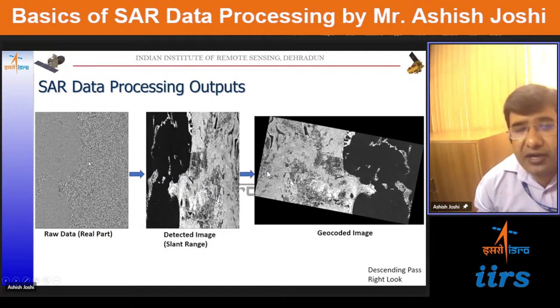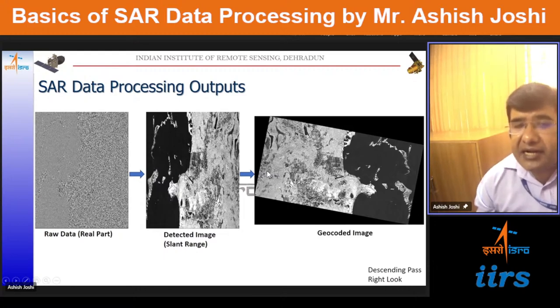In this raw data, nothing is visible. In the SLC data, it is a focused product in the range direction and azimuth direction. Using the pulse compression technique, we are able to focus the data. Here, focusing is not there.